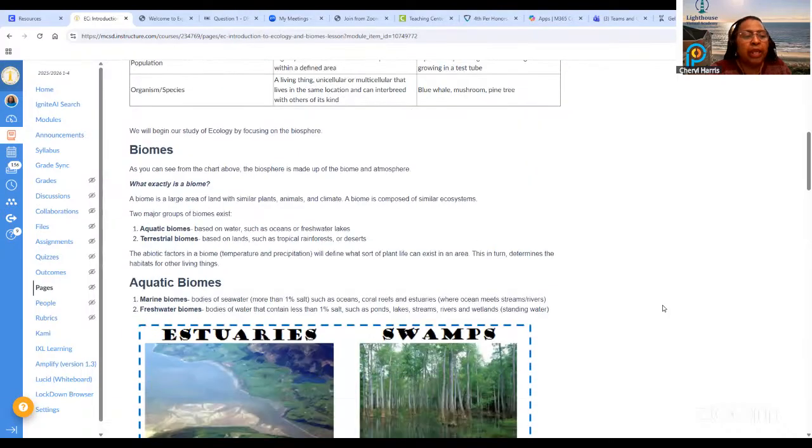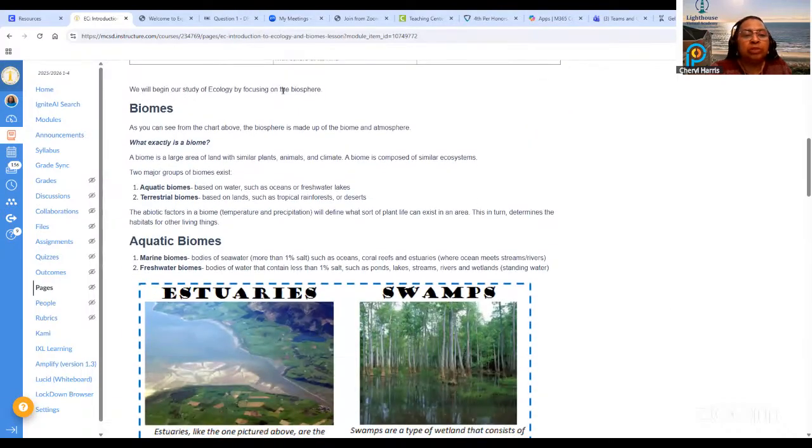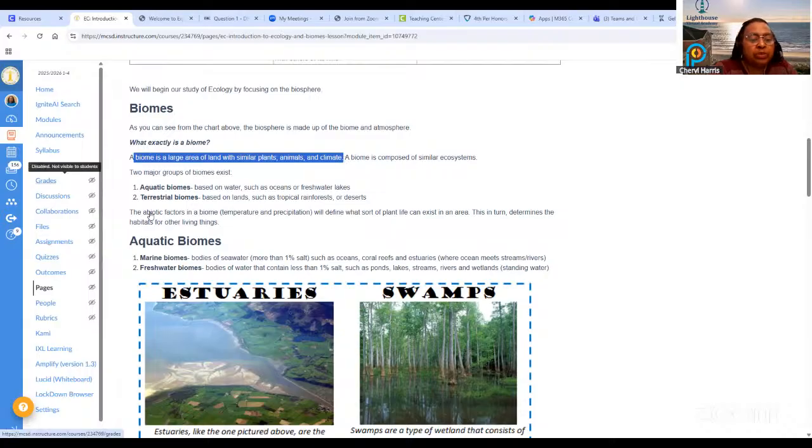All right, we can also look at the biosphere in types of biomes. Biomes are identified by having similar plants and animals and similar climate. So when we finish this, we're going to do a biome project. Each of you will be assigned a different biome to work on. Two major ones are aquatic. So we are a water-based planet.